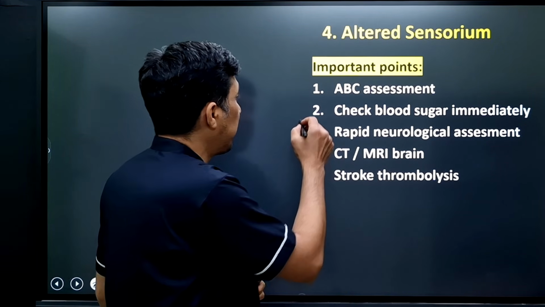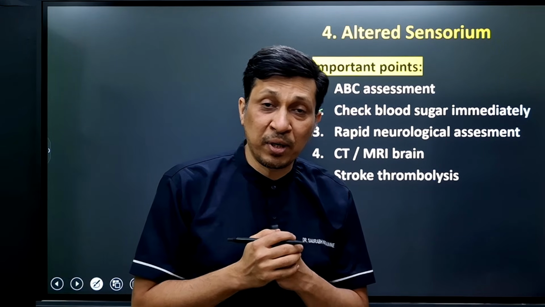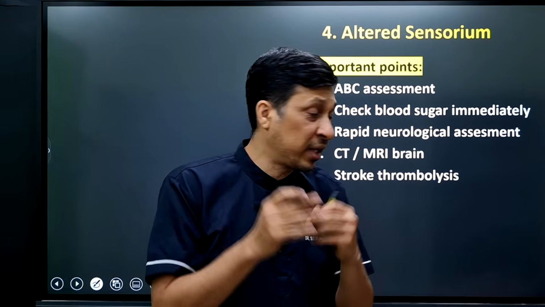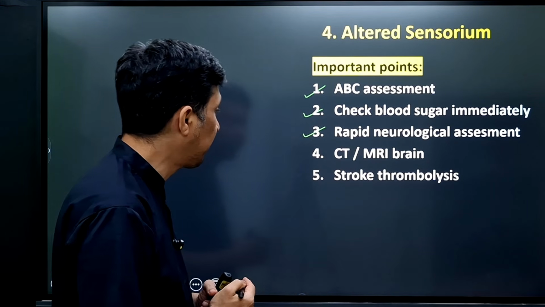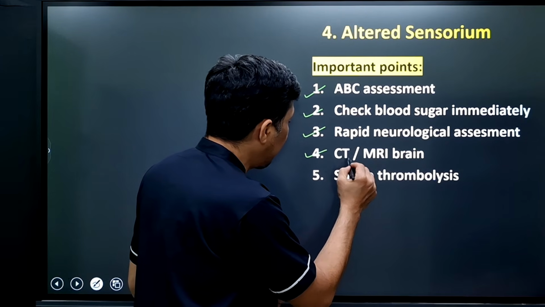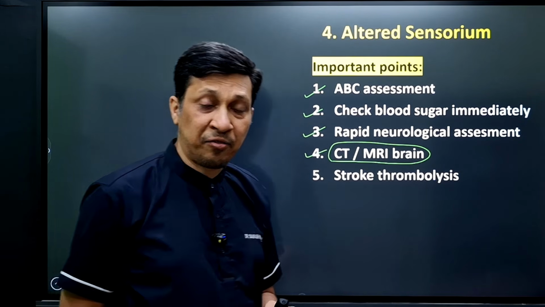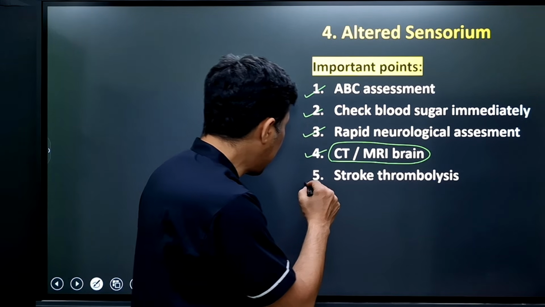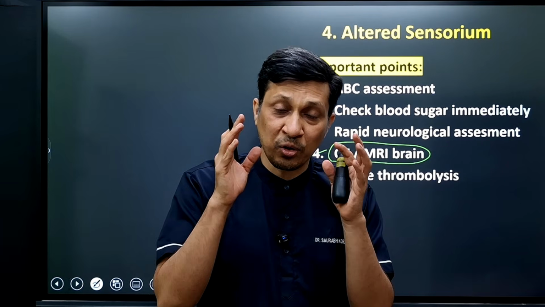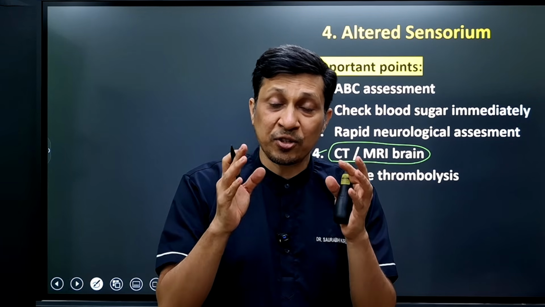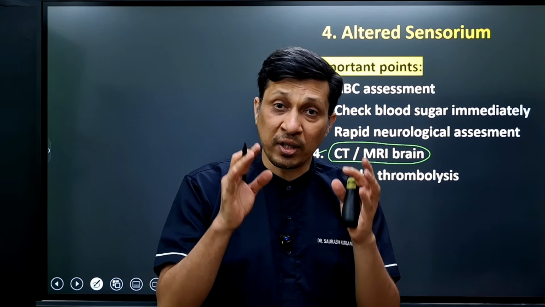Now, what are the important points in the management of altered sensorium? So the first is ABC assessment. Second important point is that you have to immediately check the blood sugar because hypoglycemia is very treatable. Then you have to do a rapid neurological assessment, and CT and MRI are very important investigations in case of altered sensorium. And fifth important thing is that if the patient has come to you in the golden hours, then you can go for stroke thrombolysis in case of non-hemorrhagic stroke. So this was the fourth common presentation of altered sensorium.